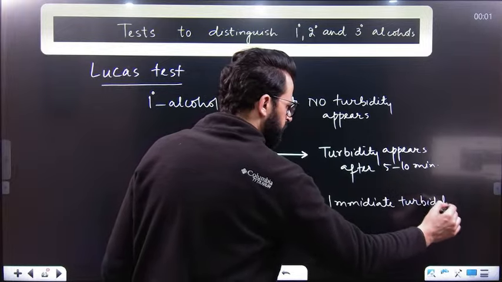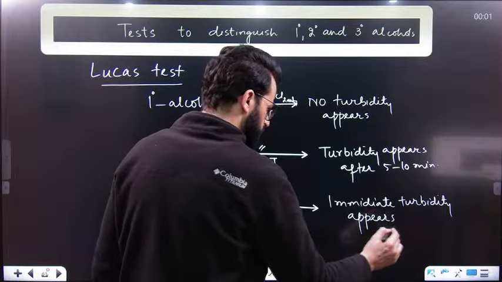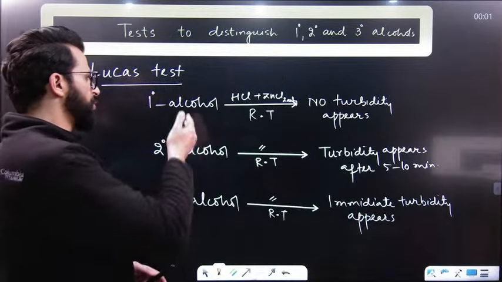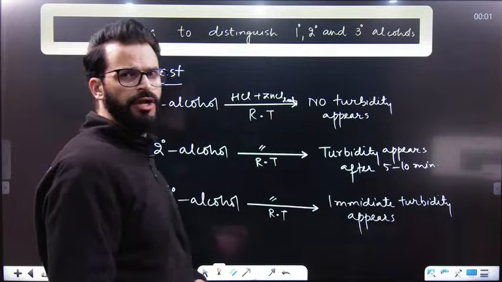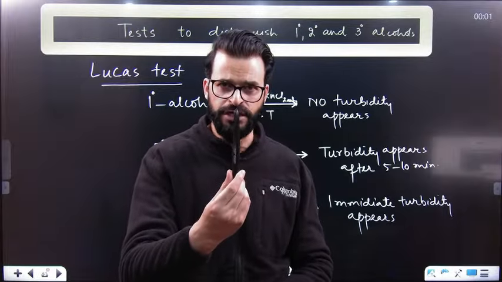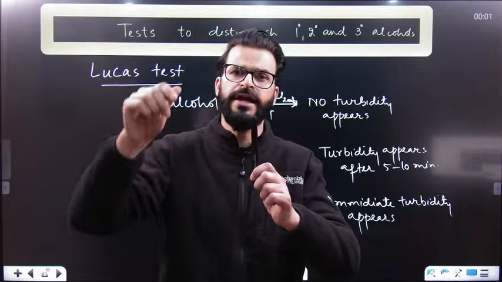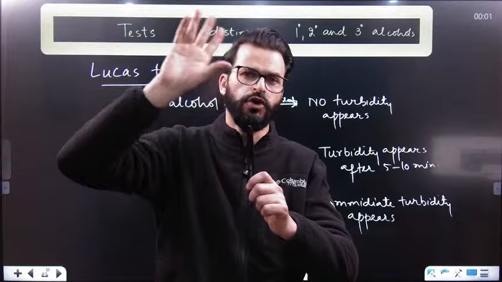That means this Lucas reagent can be used to distinguish 1 degree, 2 degree, 3 degree alcohol. That's why this is known as the Lucas test. For example, if we want to see whether this test tube contains 1 degree, 2 degree or 3 degree alcohol, we will add Lucas reagent at room temperature.